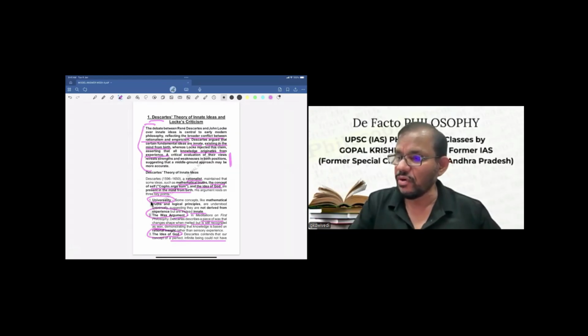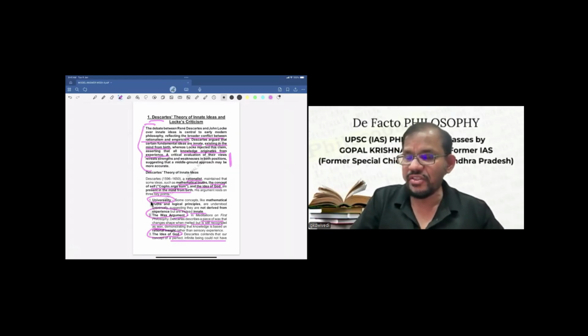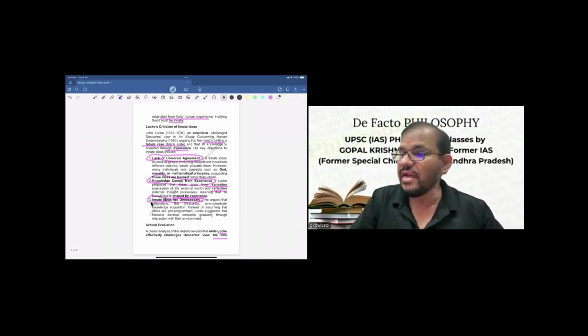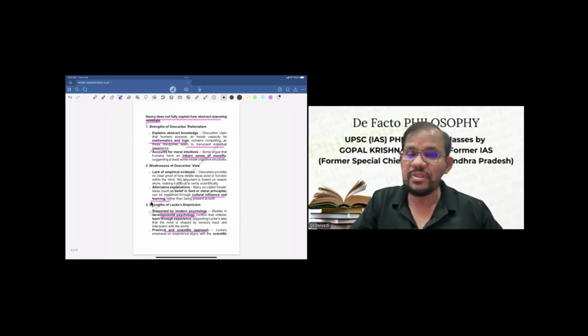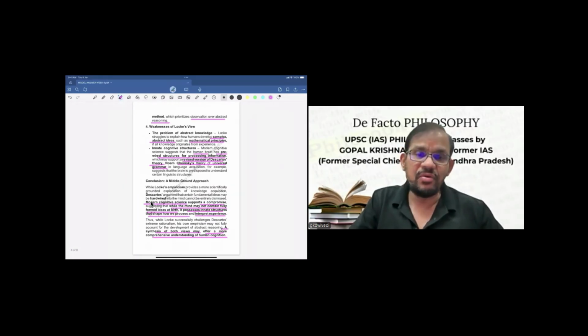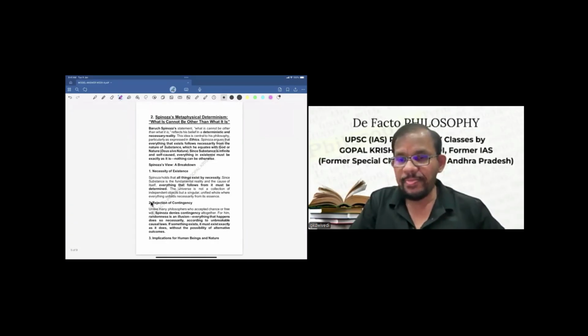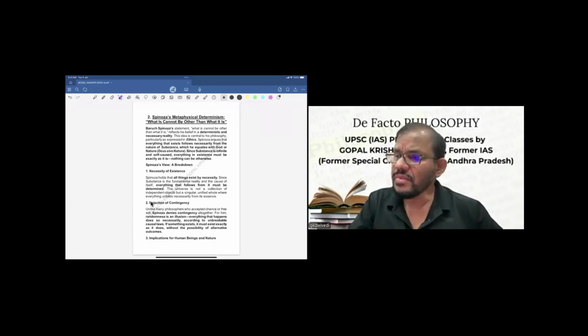A little introduction first, then explain the Descartes theory of innate ideas, and then what is Locke's criticism of that, then critical evaluation of both Descartes as well as Locke, and then finally the conclusion. So if you can write your answer in about 300 to 400 words, even if it comes for 20 marks, it will be complete. Now we'll come to the second question.